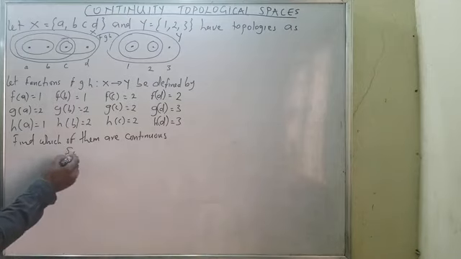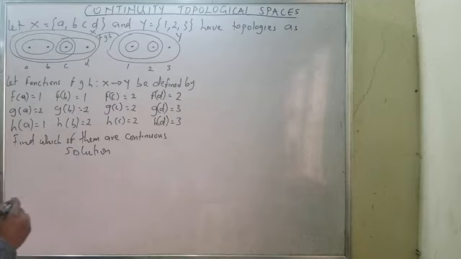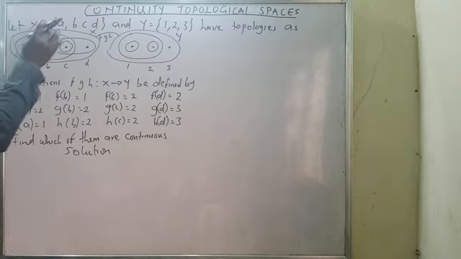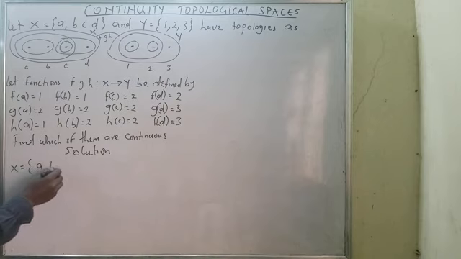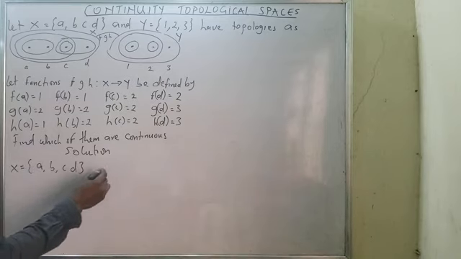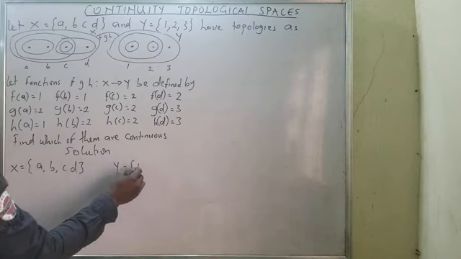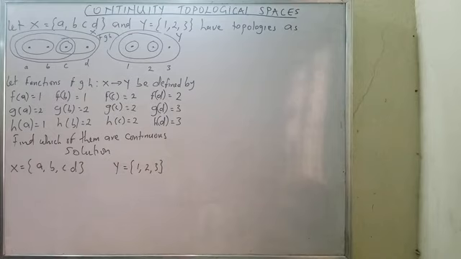Now, the solution to this problem is very simple to solve. The first thing I will do is make the topology real. I know this is my X, this is my Y. Let me first start with my X. My X is {A, B, C, D}. That is my X, and my Y is given as {1, 2, 3}. That is my Y. Now, I need to list out the topology on X. How do I go?